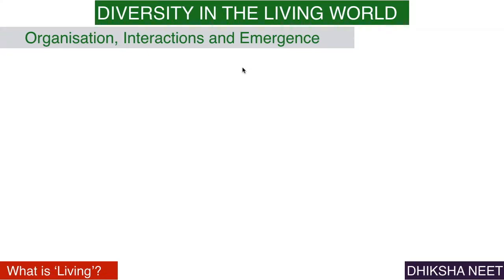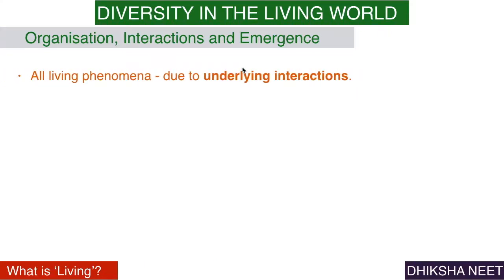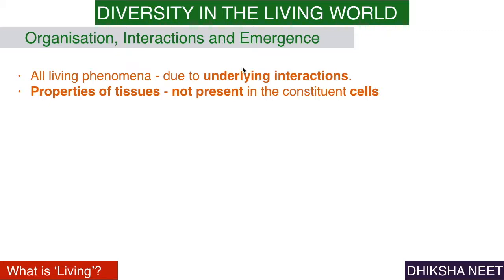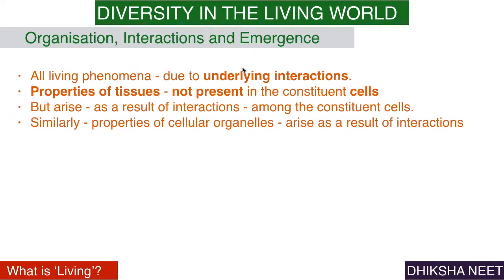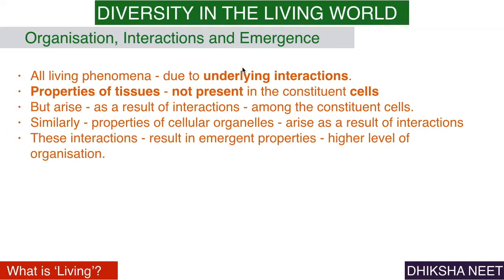Organization, interactions, and emergence. In higher classes, you will come to know that all living phenomena are due to underlying interactions. Properties of tissues are not present in the constituent cells, but arise as a result of interactions among the constituent cells. Similarly, properties of cellular organelles are not present in the molecular constituents of the organelle, but arise as a result of interactions among the molecular components comprising the organelle. These interactions result in emergent properties at a higher level of organization. This phenomenon is true in the hierarchy of organizational complexity at all levels.